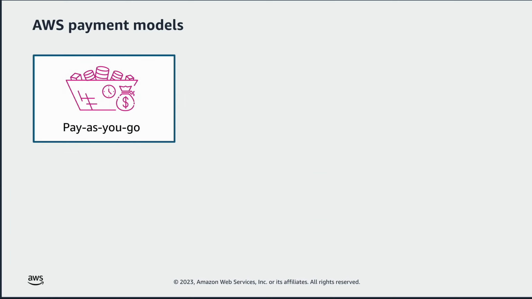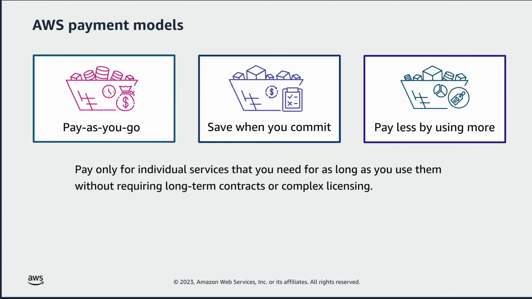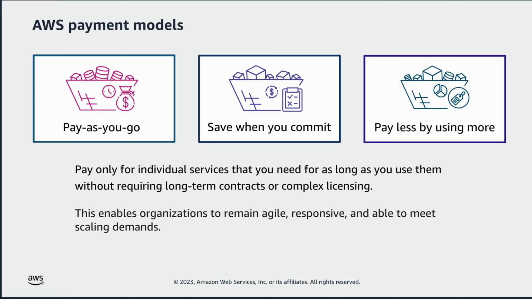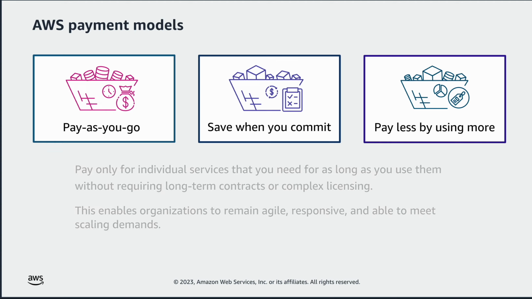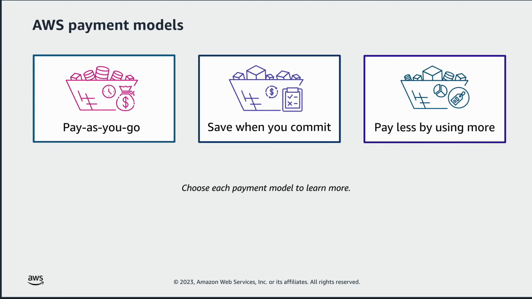With AWS, you pay as you go. That means you pay only for the services that you need for as long as you use them, without requiring long-term contracts or complex licensing. This enables organizations to remain agile, responsive, and always able to meet scaling demands. Choose each payment model to learn more.